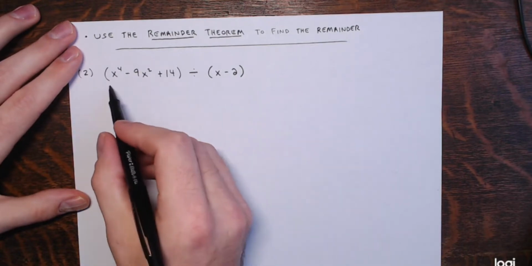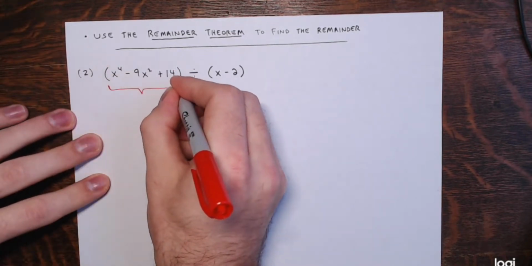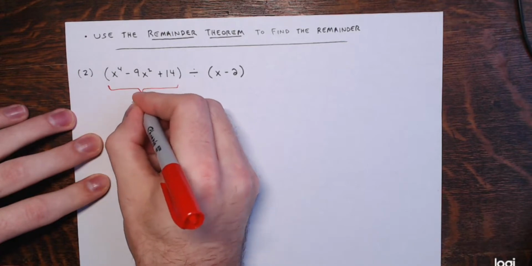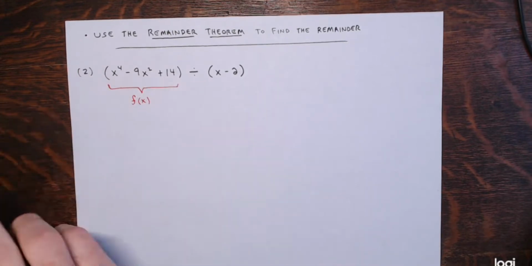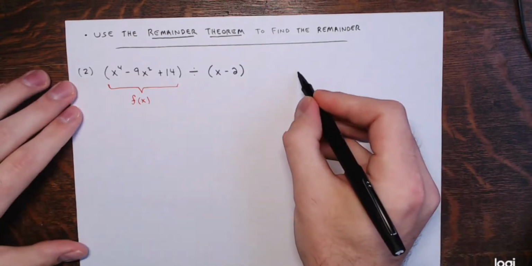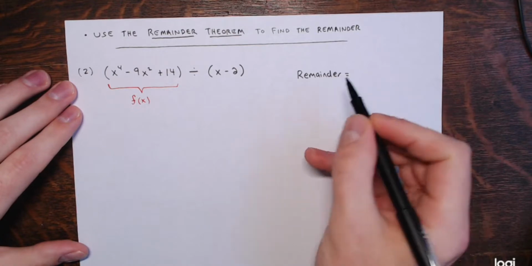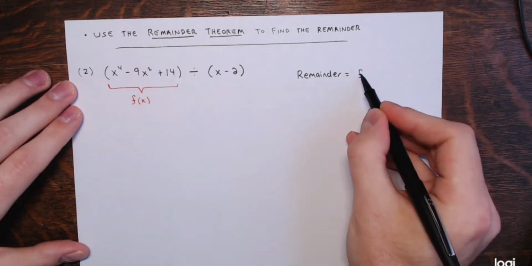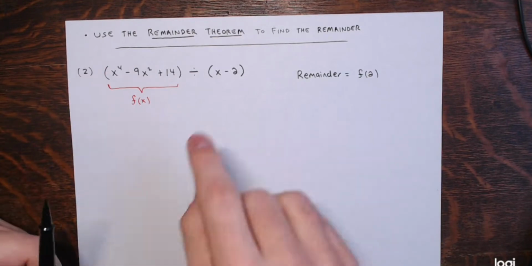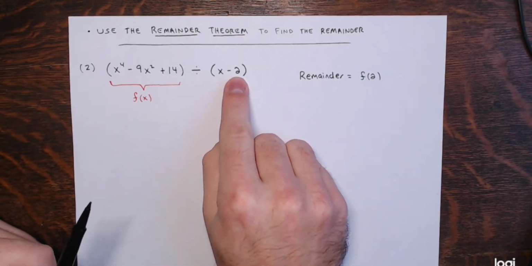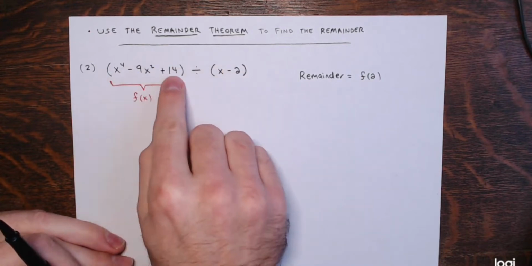If I call this polynomial f of x, say f of x was this degree 4 polynomial here, then the remainder should be f of 2. Right, I'm dividing by x minus 2. So the remainder, when I do this division, should be the value of the dividend at x equals 2.